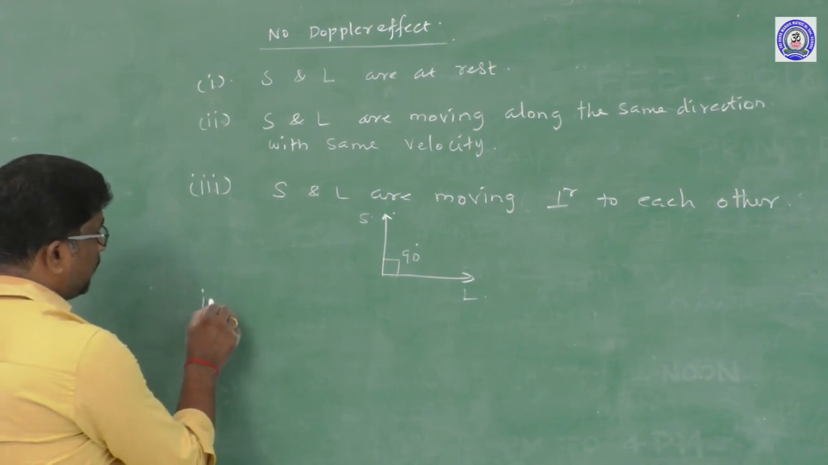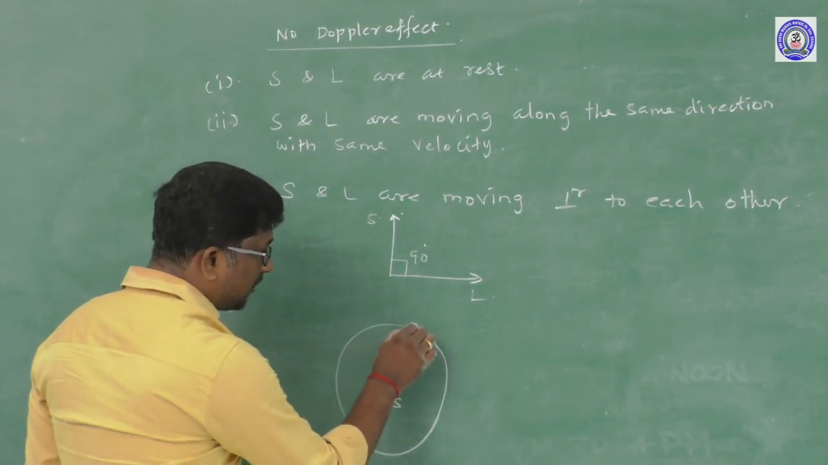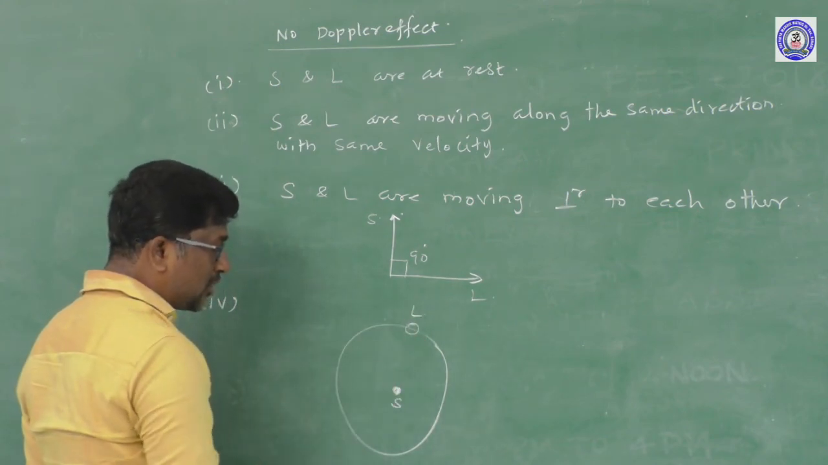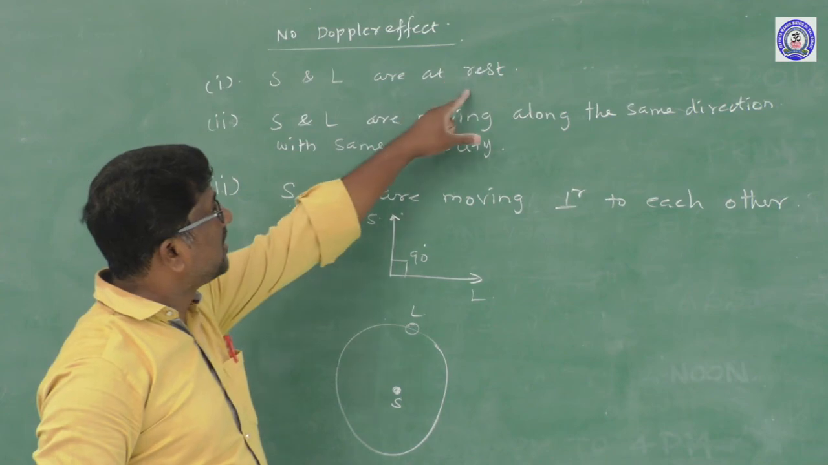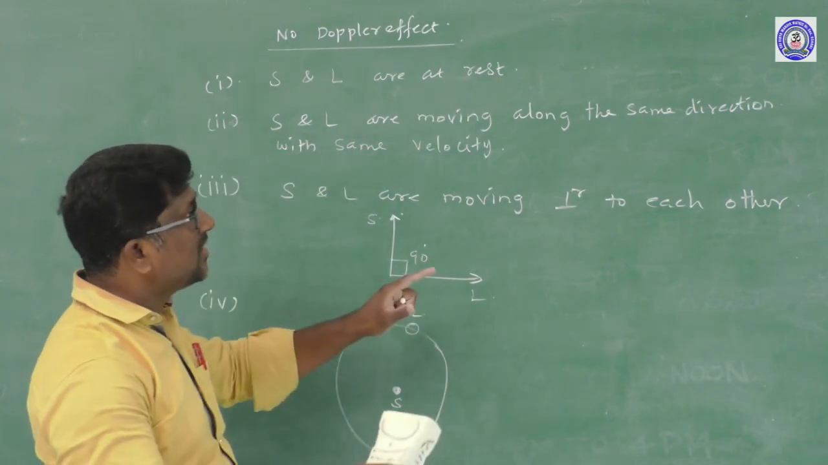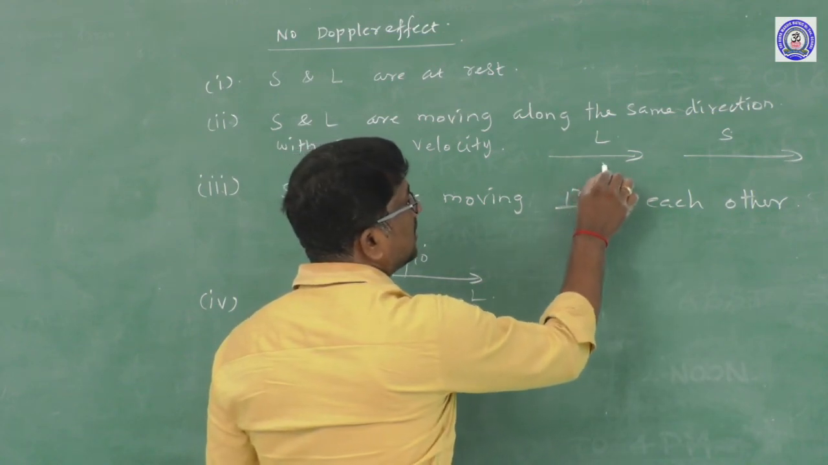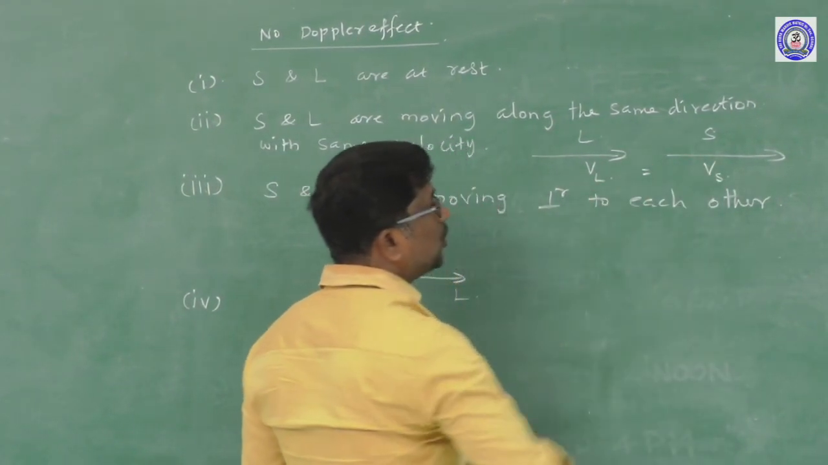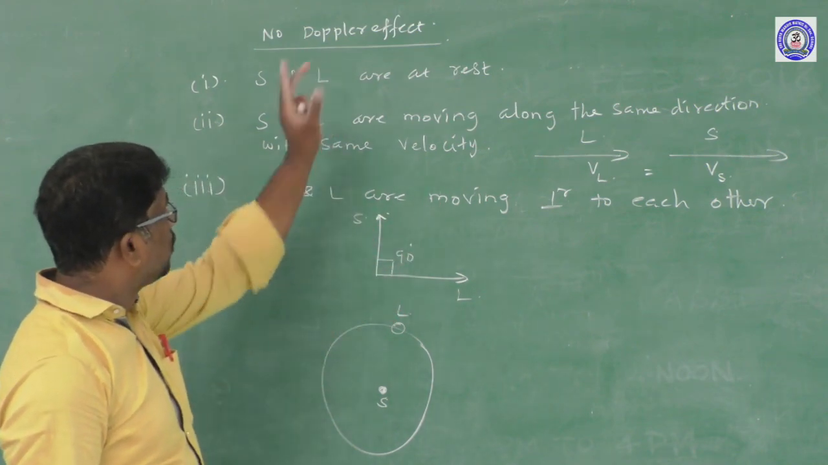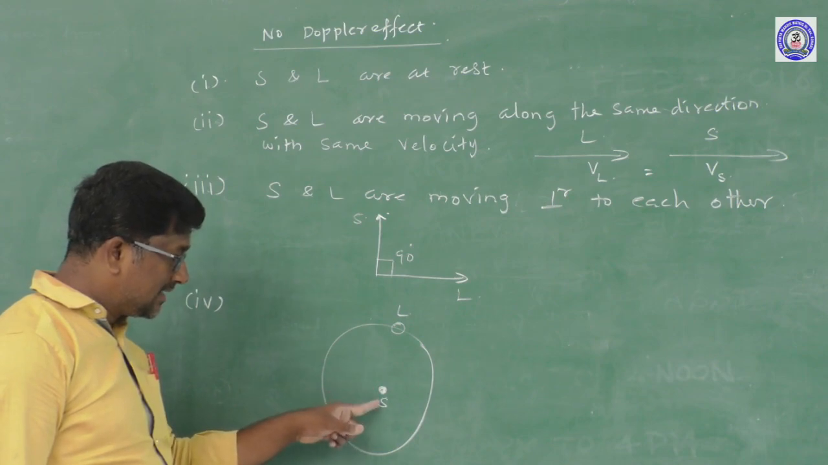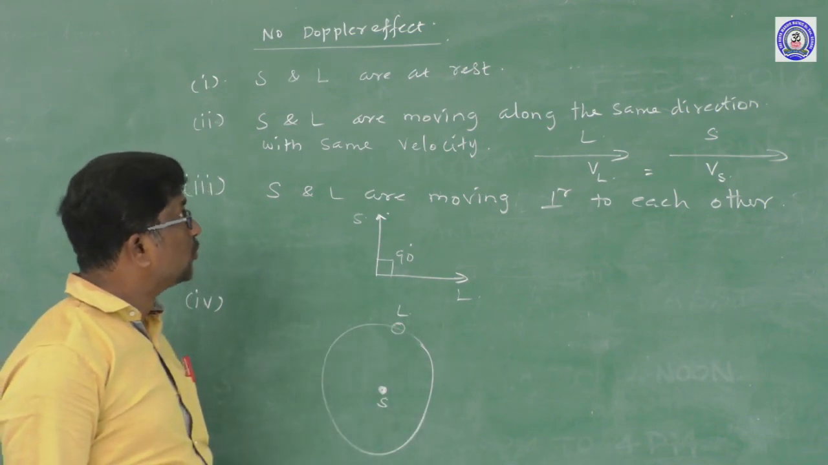Doppler effect nil. And fourth one, if the source lies at the center of the circle along which a listener moves, or otherwise the listener is at the center of the circle along which the source moves, in this case also the Doppler effect is nil. To recap: if the source and the listener are at rest, there is no Doppler effect. Source and the listener moving along the same direction with the same velocity, that is VL is equal to Vs, in this case also no Doppler effect. Third, source and the listener moving perpendicular to each other, no Doppler effect. And fourth, if the source is at rest at the center of the circle along which the listener moves, or the listener is at rest at the center of the circle along which the source moves, the Doppler effect is nil.